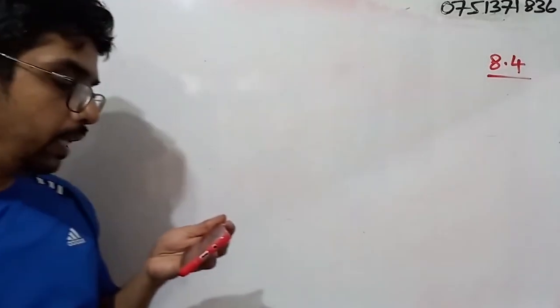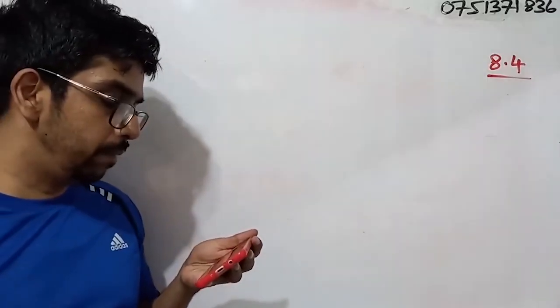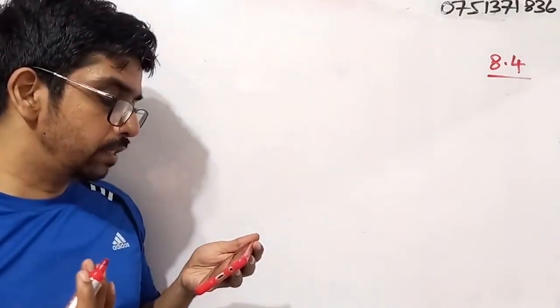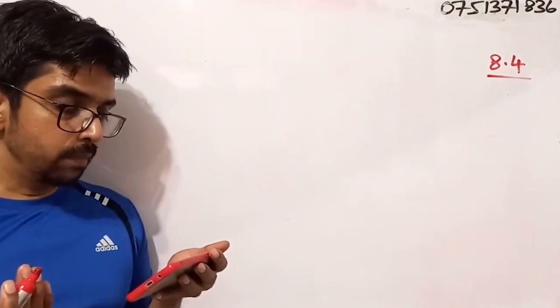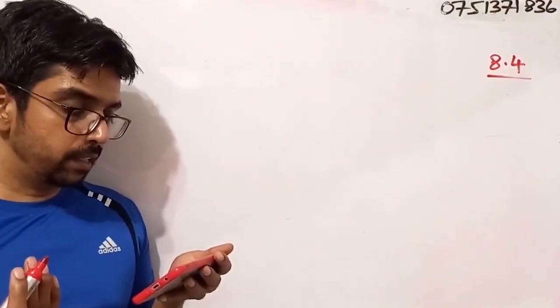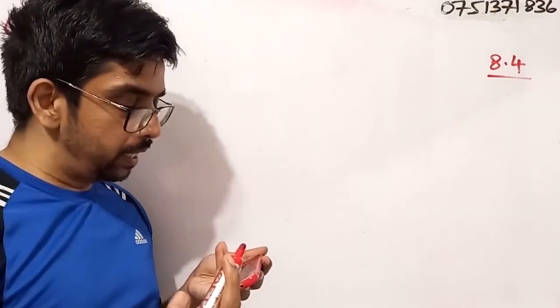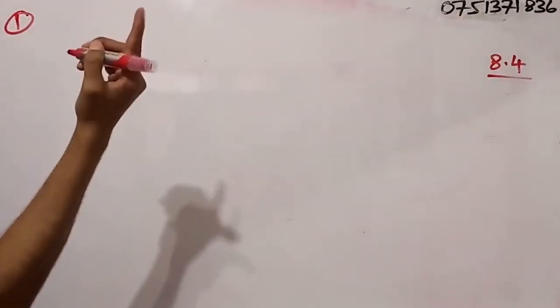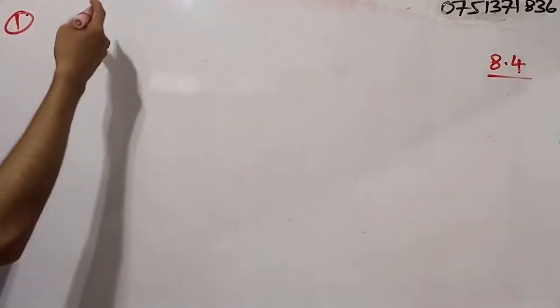Right. Exercise 8.4, question number 1. Complete the table given below. So we have a table with two columns. The first column heading is perfect square. The second column heading is square root of the perfect square. The first row is completed for us, but in any case I will start from that.